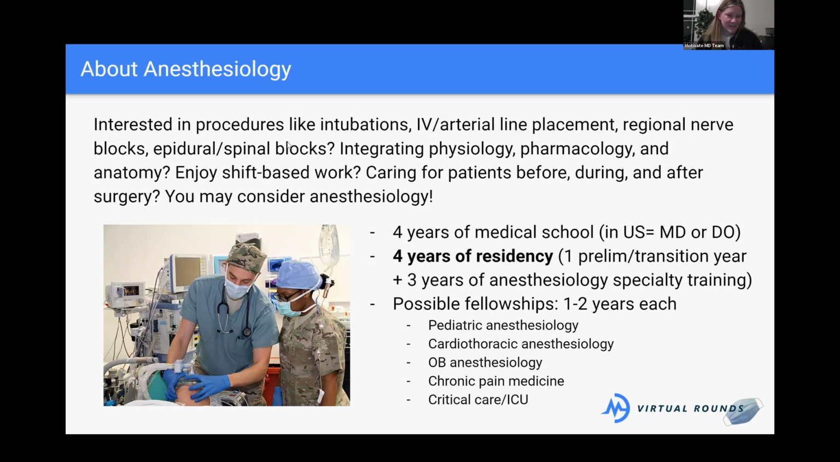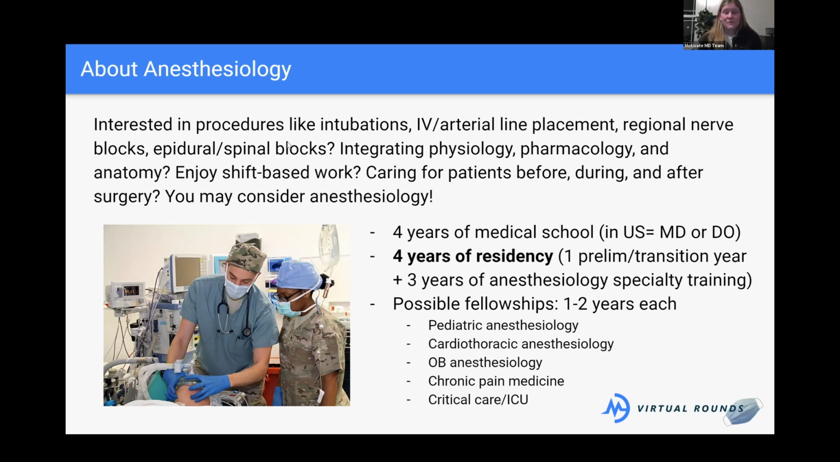What it takes to get there is 4 years of med school, which is going to be either an MD or a DO in the United States. And then anesthesiology is a 4-year residency. Usually that's one intern year, prelim or transitional year, and then 3 years specifically of anesthesiology specialty training. To get to that point makes you a board certified anesthesiologist.